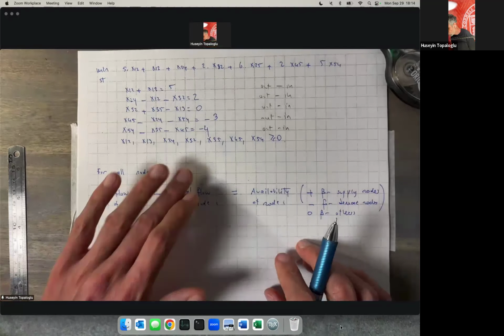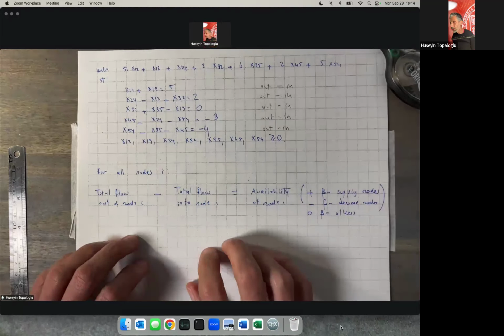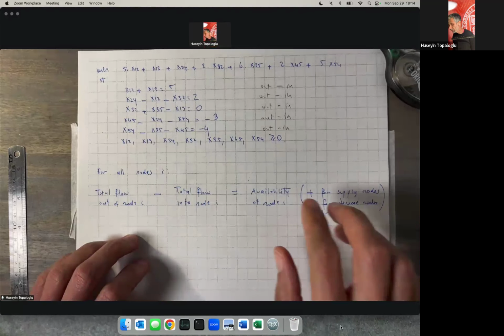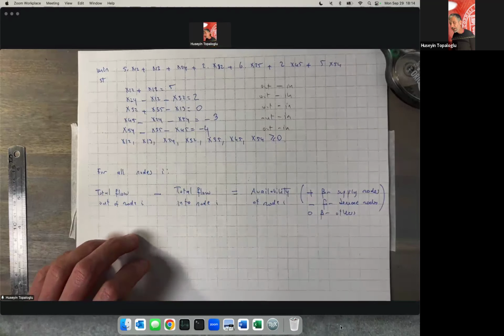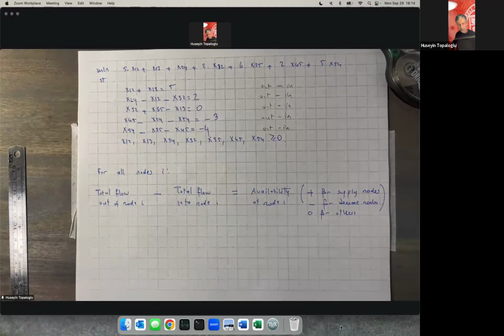This is a little bit more uniform formulation of the minimum cost network flow problem. Our flow balance constraints are always going to be of the form: total flow out of node i minus total flow into node i equals the availability at node i. Availability at node i is a positive number when we're looking at a supply node, and a negative number when we're looking at a demand node. This makes things a little bit more uniform, a little bit easier to remember.